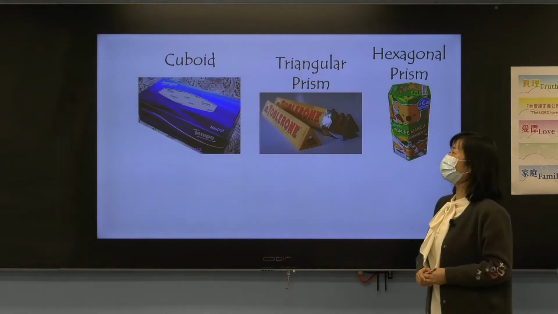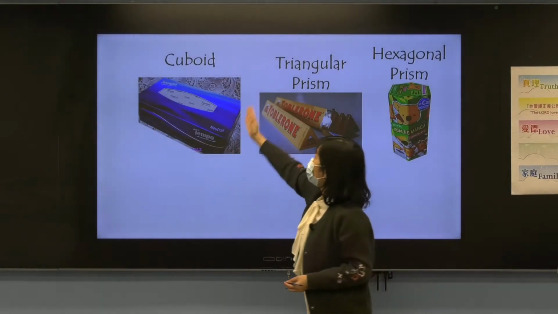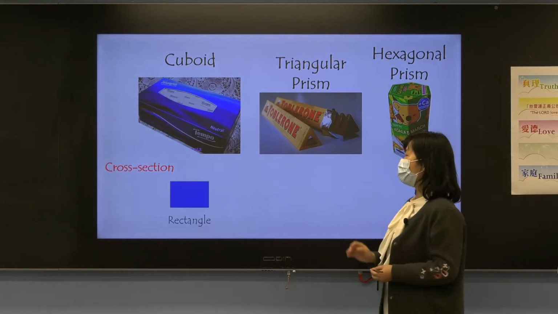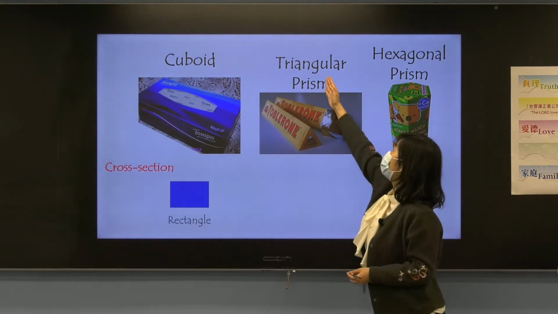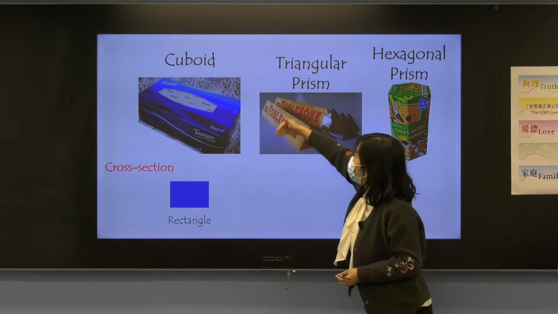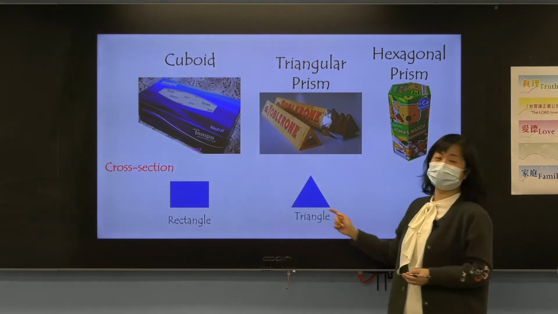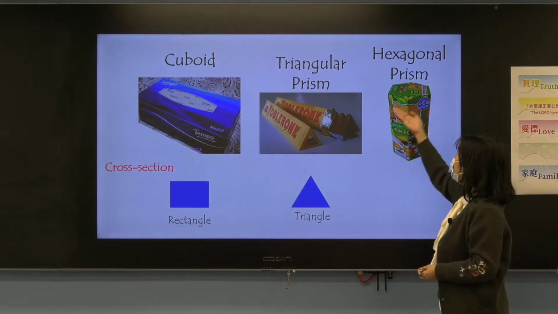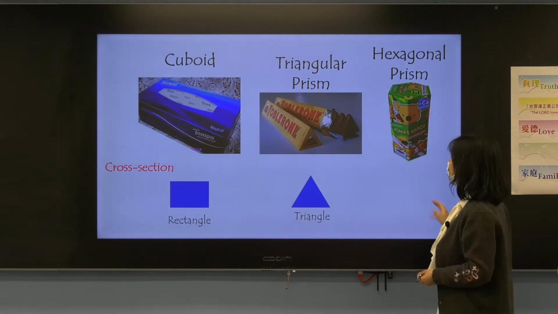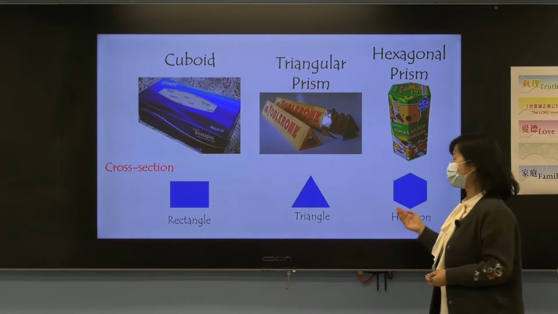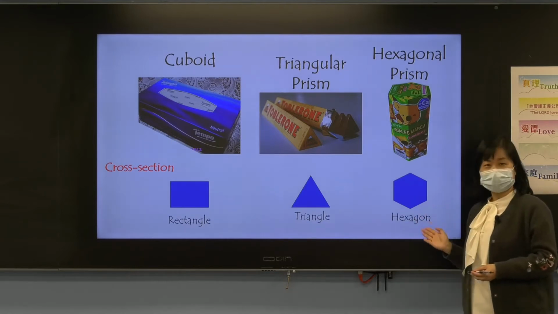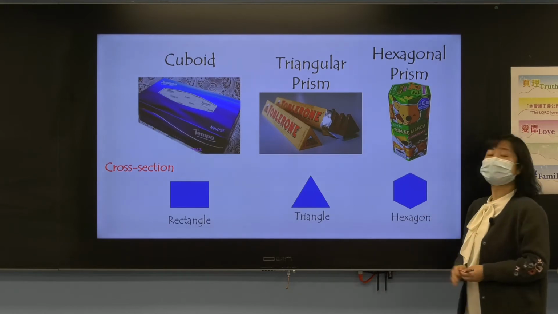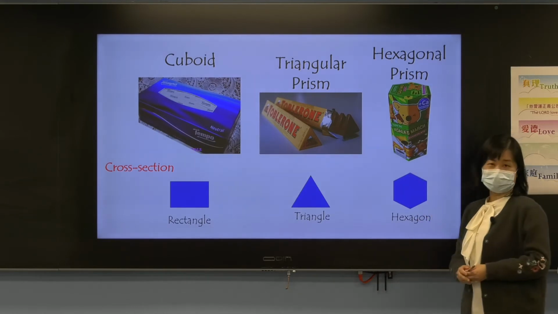So let's take a look. The first one, cuboid. If we cut it, we have the cross section, which is in the form of a rectangle. For a triangular prism, if we cut it, we have a uniform cross section, triangle. For the hexagonal prism, if we cut it horizontally, we have a uniform cross section in the shape of a hexagon. 1, 2, 3, 4, 5, 6. Six-sided, we call it hexagon.